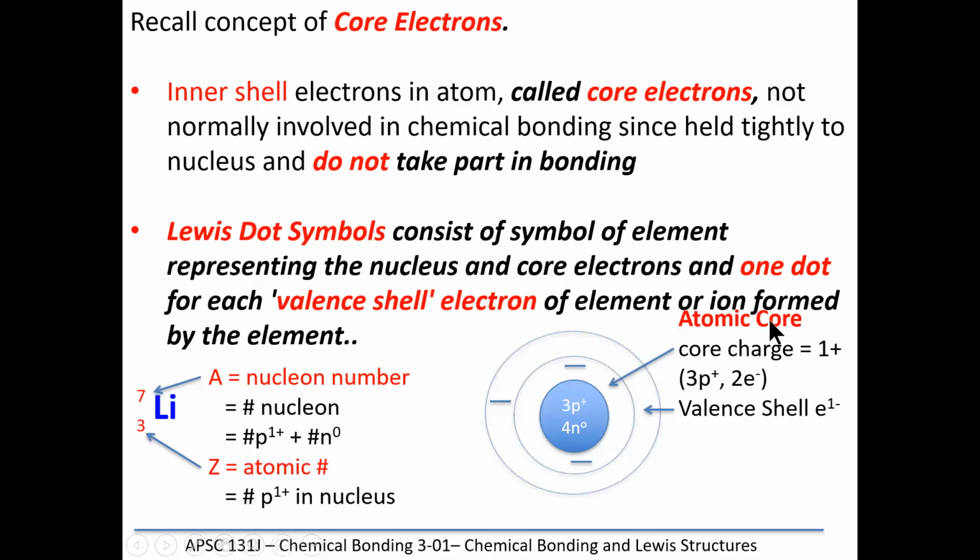So the atomic core are the electrons inside in that first energy level. They're not involved in bonding. Only the valence shell electrons are involved in bonding. In this case, lithium has 1 valence shell electron that's involved in bonding. And typically we can figure out the number of valence shell electrons from the group number it's in. Again, looking at the periodic table.